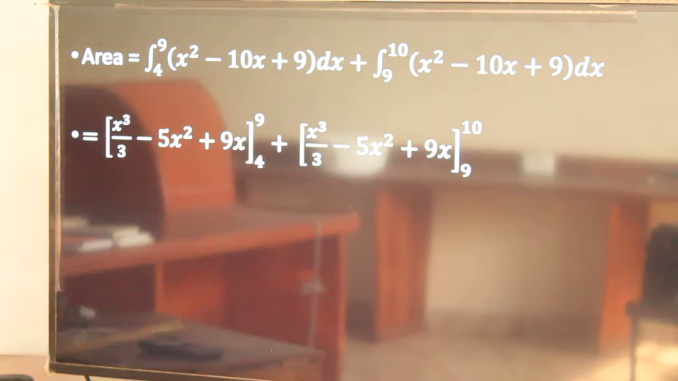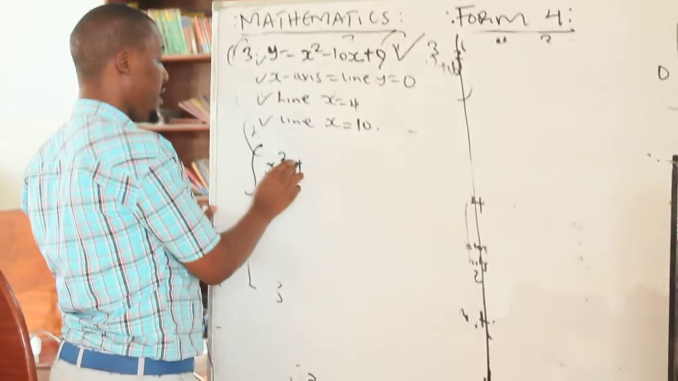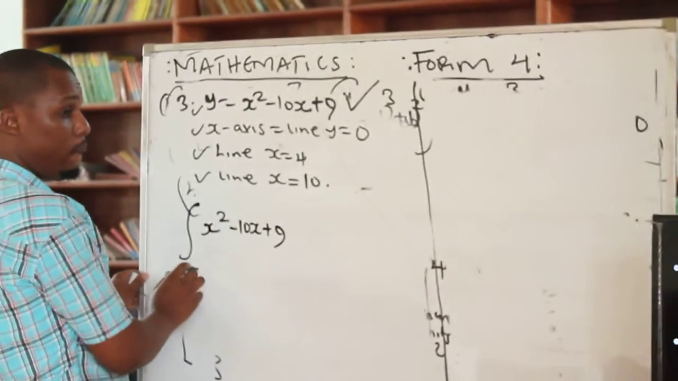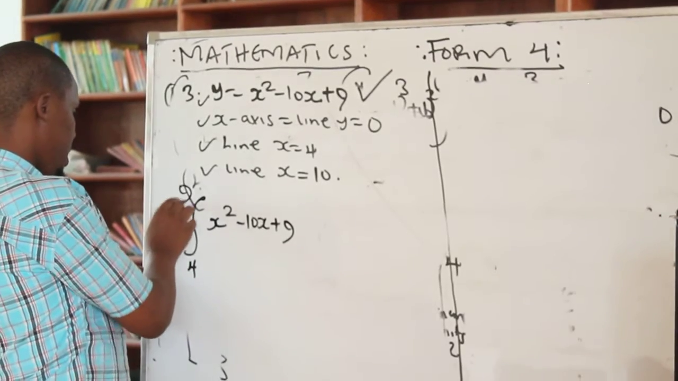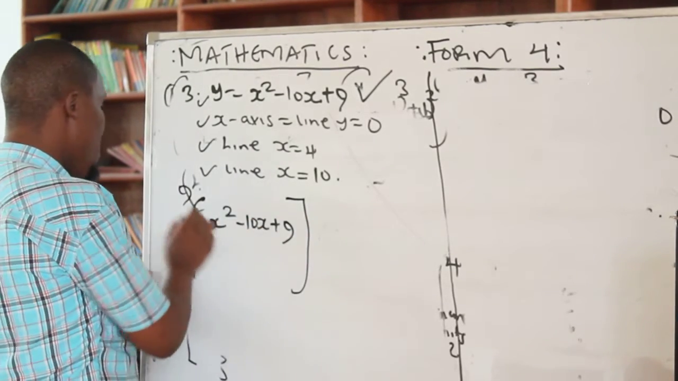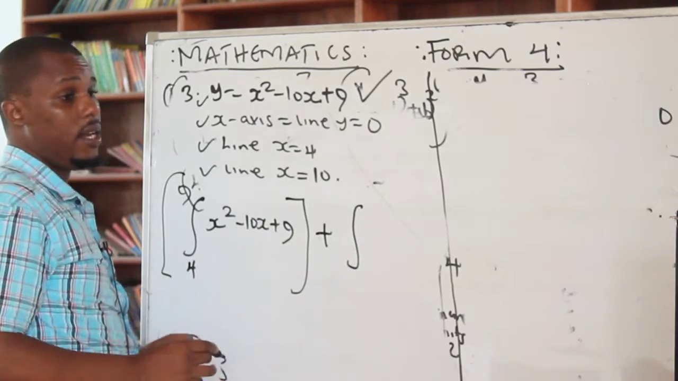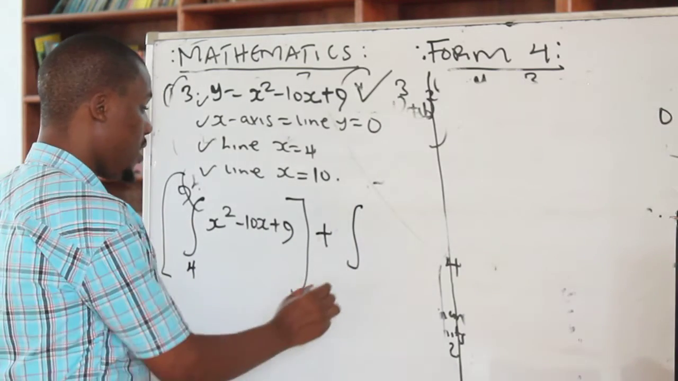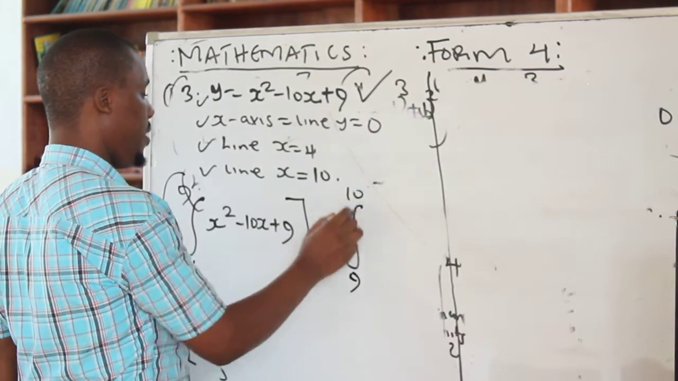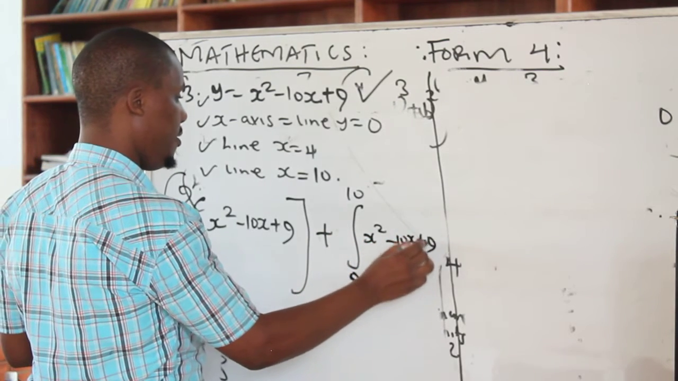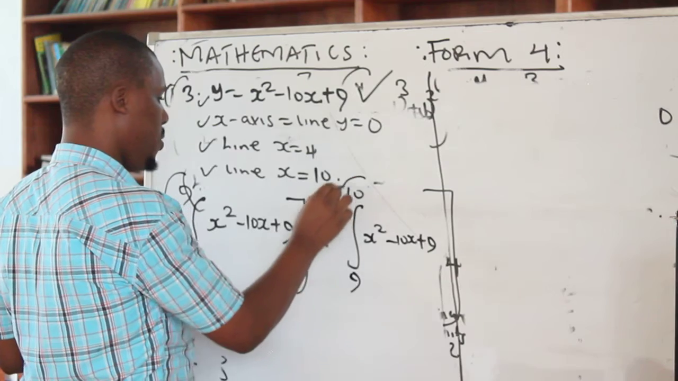So we start with our equation here. We integrate this way for the bottom part. That is x squared minus 10x plus 9, moving from 4 to 9. Then we add the second part, the same equation, and again integrate. But now when you're integrating the second part, you're going to start from 9 up to 10. Then this one is x squared minus 10x plus 9. You can see that is another technique that I want to emphasize.